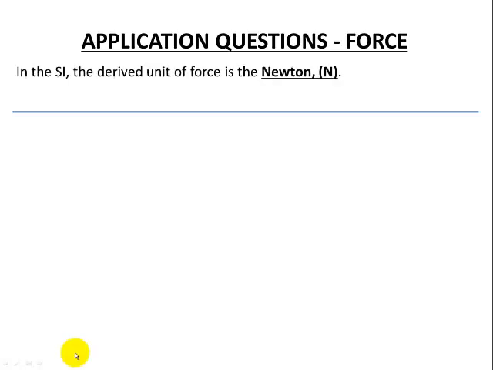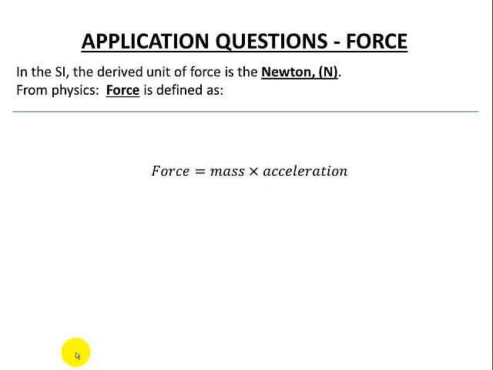Here's our computations and unit conversions lesson on application questions involving force. Now, in the metric system, the derived unit of force is called the newton with the symbol capital N. And in physics, force is defined as mass times acceleration. So, for example, you could take a book and drop it on the ground, and it exerts a force on the ground when it hits it.